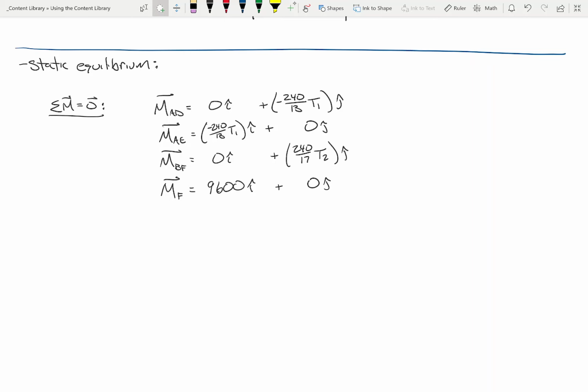So let's do this in order, okay? Everything in this box would be summing moments in the x direction, and everything in this box would be summing moments in the y direction. If I look in the x box, I only have one unknown. But if I look in this one, I have two. Let's do this one first. Let's sum moments in the x direction first.